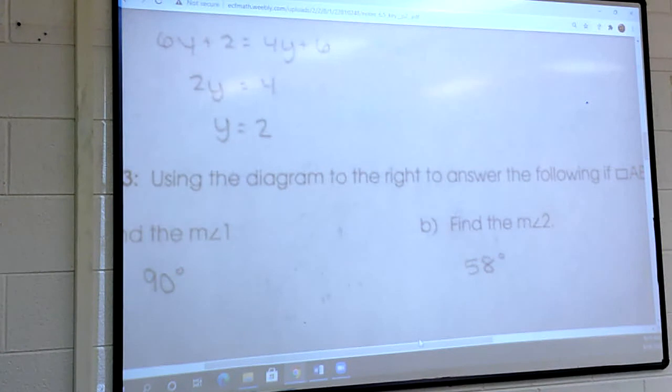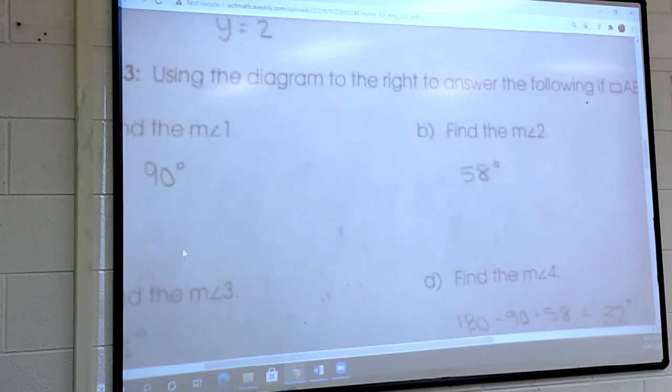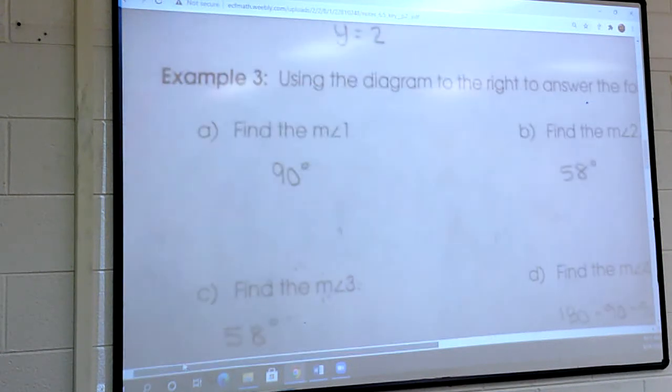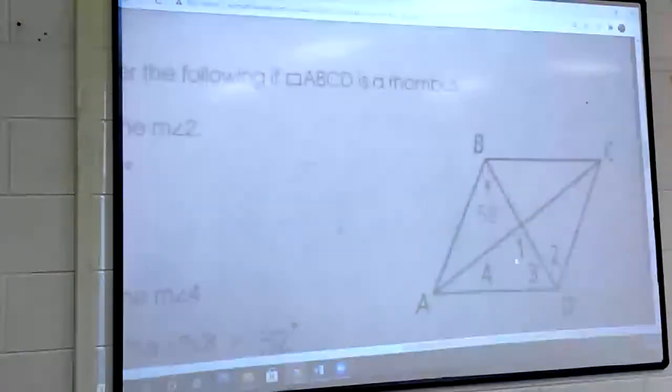Okay? So now we've got to get angle 3 and angle 4. Now angle 3 is also going to be 58, and the reason why is because it bisects it. So it splits it up. So 2 and 3 are the same. So if you know 2 is 58, you know 3 is 58, right? Okay? Now, in that bottom triangle, let's look at this bottom triangle over here. You know angle 1 is 90.